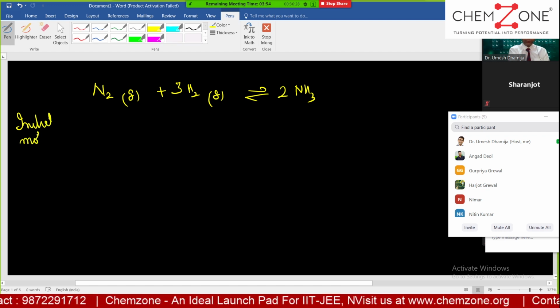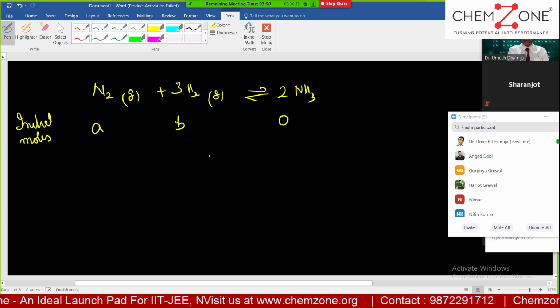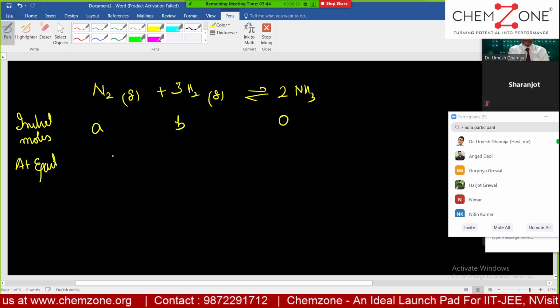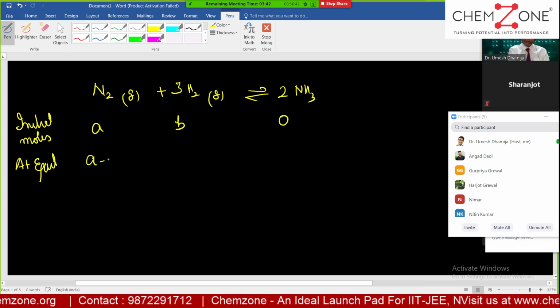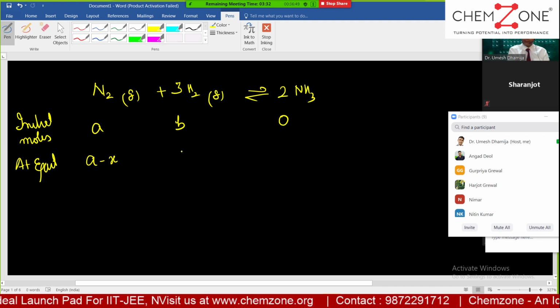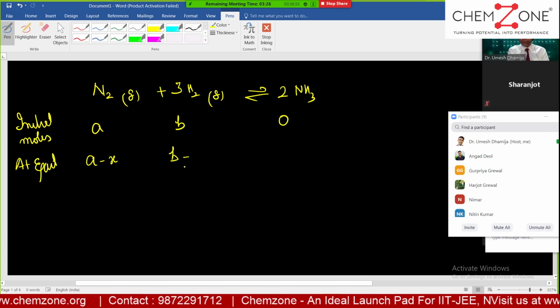Initial number of moles which are given to me, let it be A and B mole, ammonia is 0. Initial means when reaction has not started. And at equilibrium, when equilibrium has started, out of the A, some X has got reacted. पूरा तो react नहीं करेगा, something will remain unreacted because reaction in the state of equilibrium. So can you tell me how much will be reacting from the B? How much should I subtract from B?